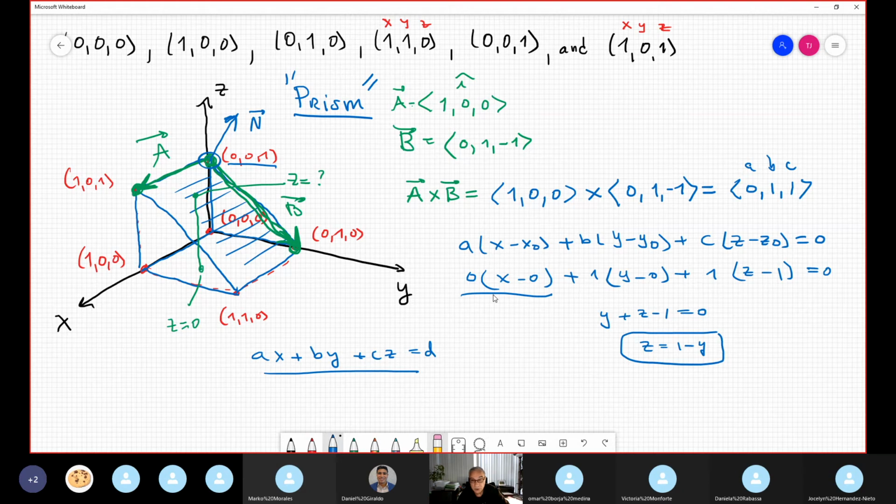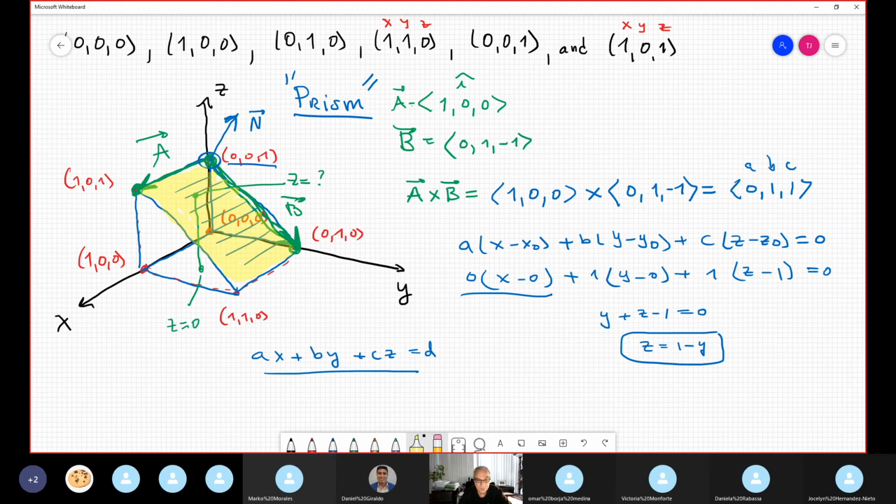Okay, too much work to get the answer? The height is 1 minus y, sorry. That is the equation for this plane. This is a little bit about geometry in 3 dimensions: find the equation for the plane when you have 3 points.